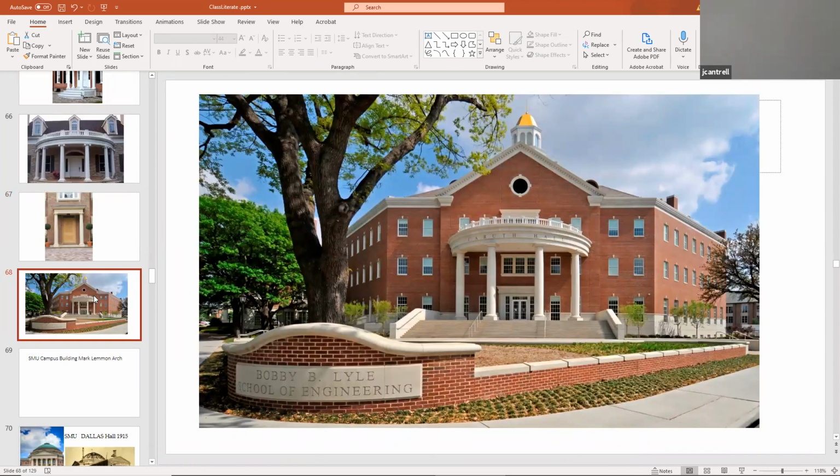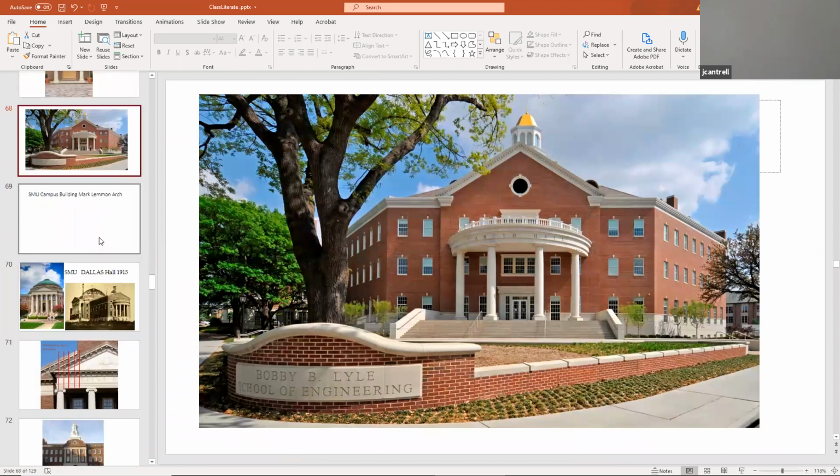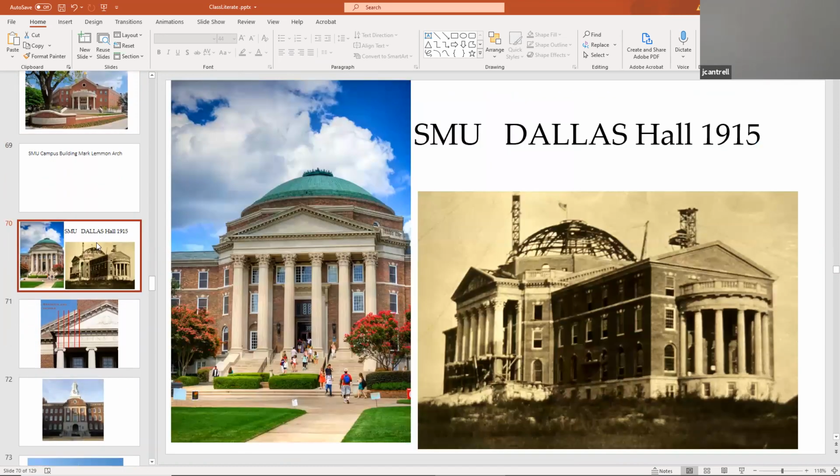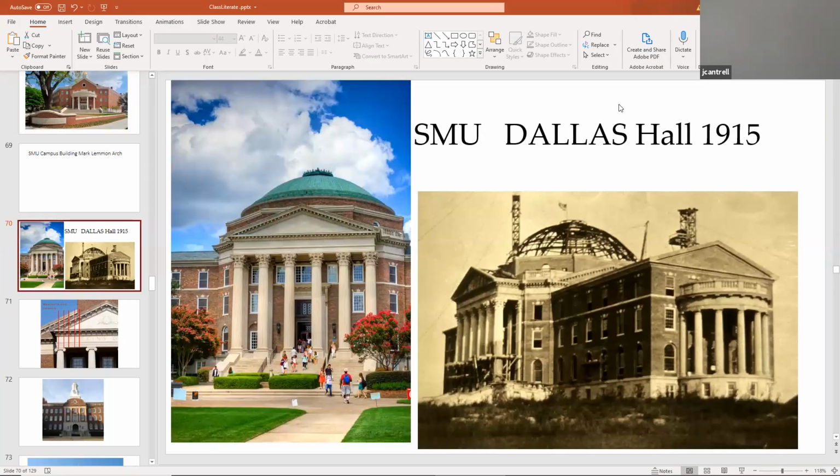Okay, so again, I'm just going to throw this out. This is some buildings around. This is such an exquisitely beautiful campus. The SMU campus designed, this is what's called Dallas Hall in, I think, 1915. So we're looking at a true classically ordered Greek or Roman temple front.